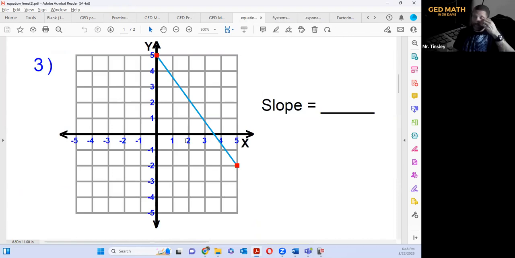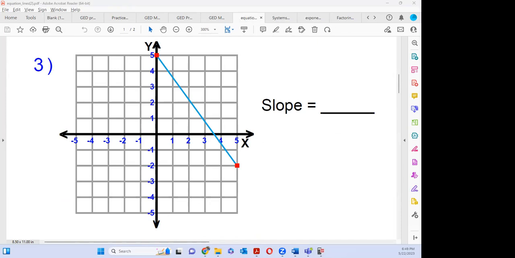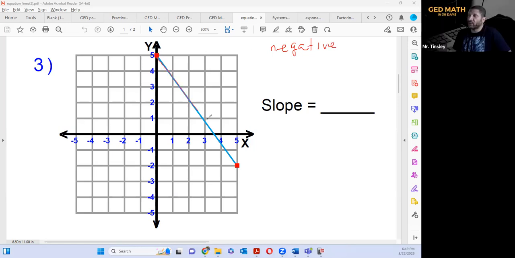Find the equation of the line for number 3. How would I do that? Anybody know? How would I find the equation of this line for number 3? First, you need to identify if it's going to be a negative or a positive slope. It's going to be negative. Why is it negative? Because from left to right, it is going down. Perfect. Okay, so we got a negative slope.